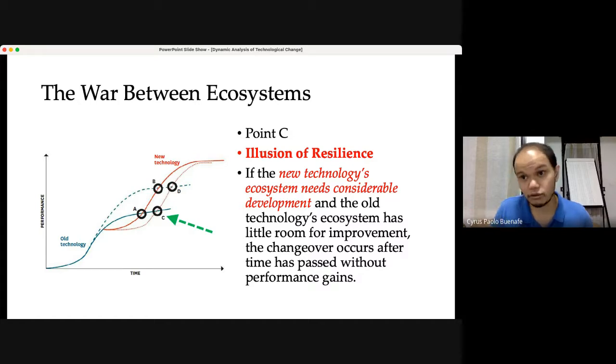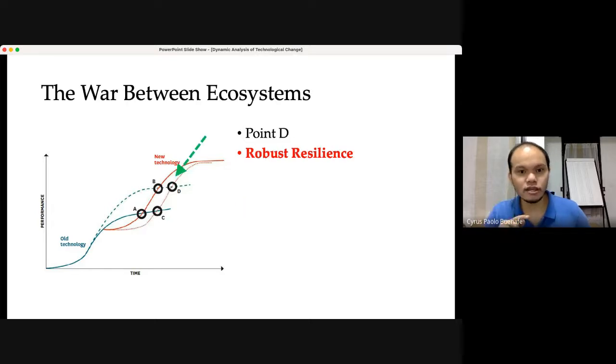You're just letting the old technology drag along. And there are instances where this can happen. Now, for the last point, point D, you call this point robust resilience.